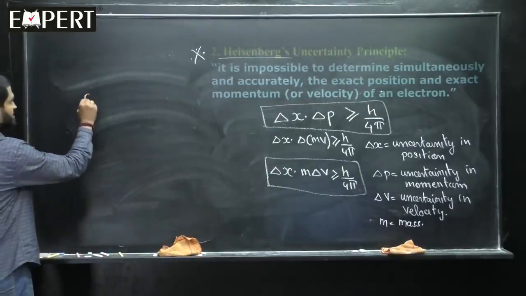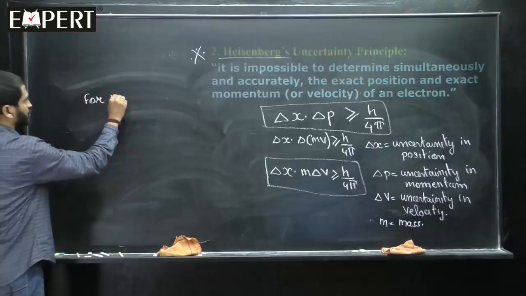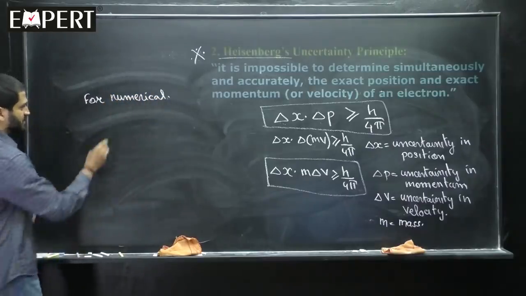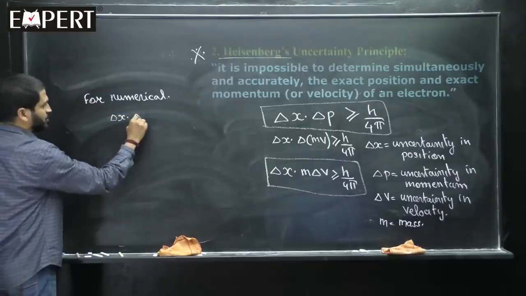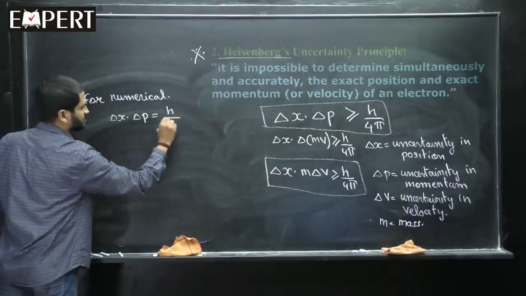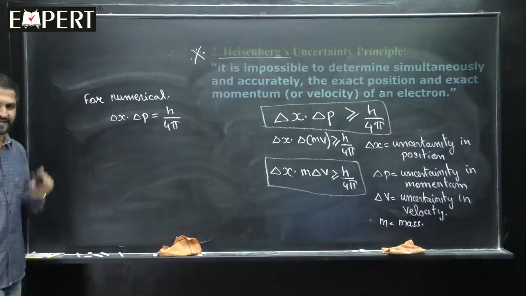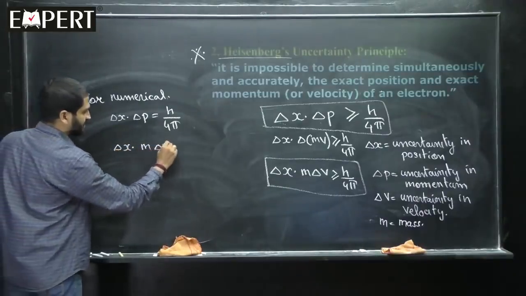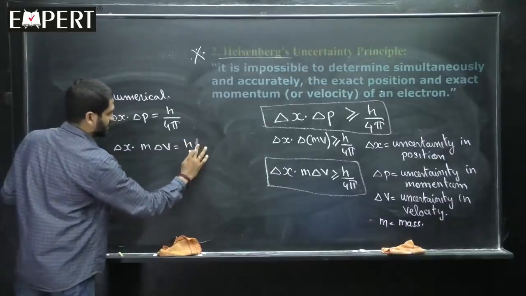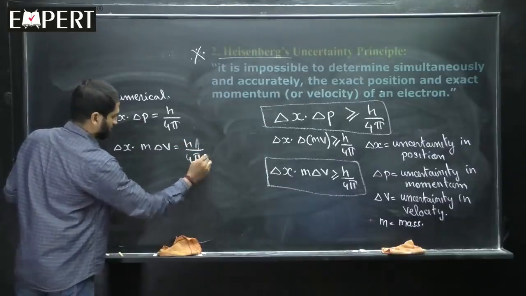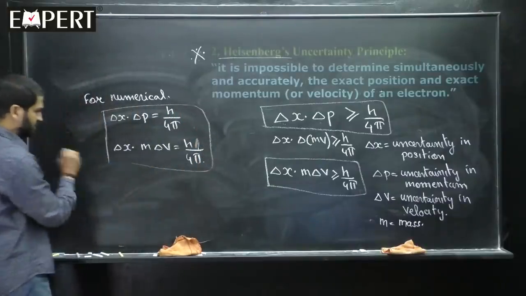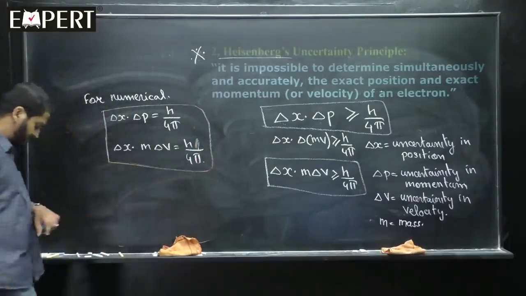For numericals, they will ask numericals. For numericals, you can use this expression: delta x into delta p equals h by 4 pi, or you can write delta x into m delta v equals h by 4 pi. For numericals, you can use this expression. Please write it down fast.